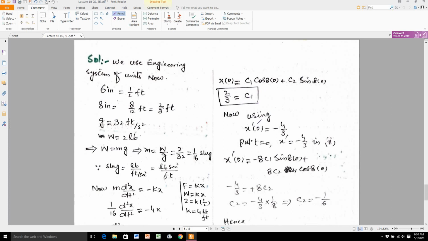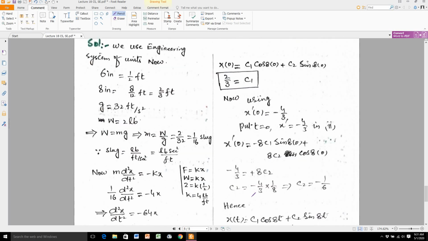Now using the second condition, that is x prime of 0 is equal to minus 4 by 3, put t is equal to 0 and x prime is equal to minus 4 by 3. This negative value shows that the velocity is in the upward direction. So x prime of 0 is equal to minus 8c1 sin 8 into 0 plus 8c2 cos 8 into 0, and you know that sin 0 is equal to 0, this term goes to 0, and we get 8c2 cos 0 where cos 0 is equal to 1, and the value of x prime of 0 is equal to minus 4 by 3. So we get minus 4 by 3 is equal to 8c2. When I simplify this, I get c2 is equal to minus 1 by 6.